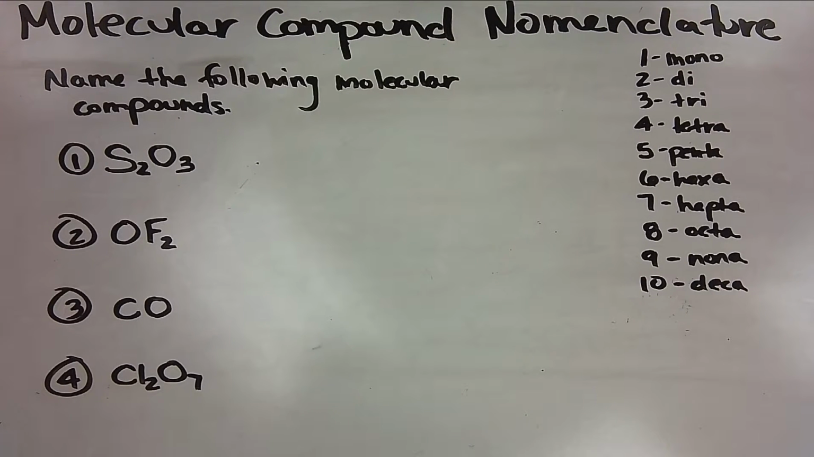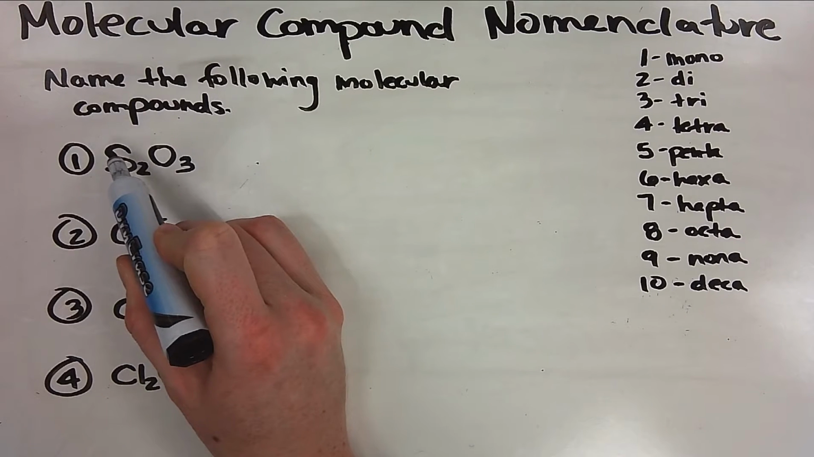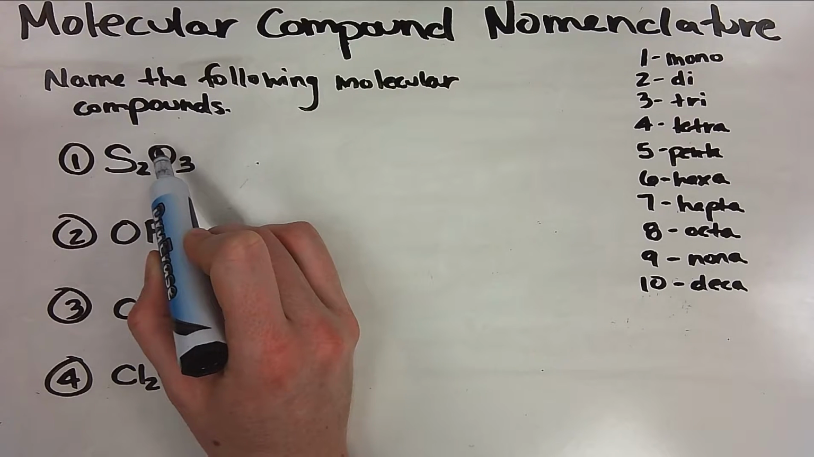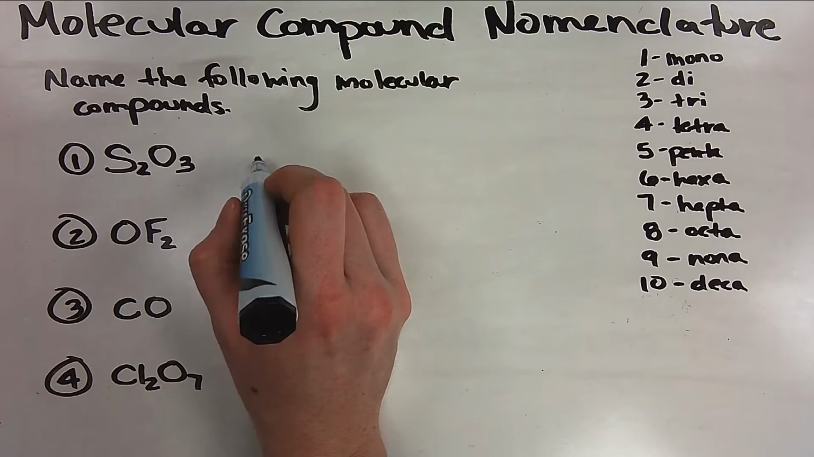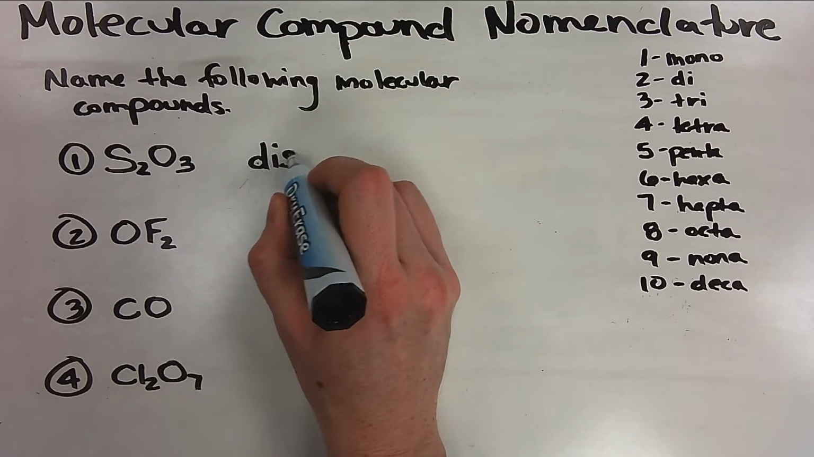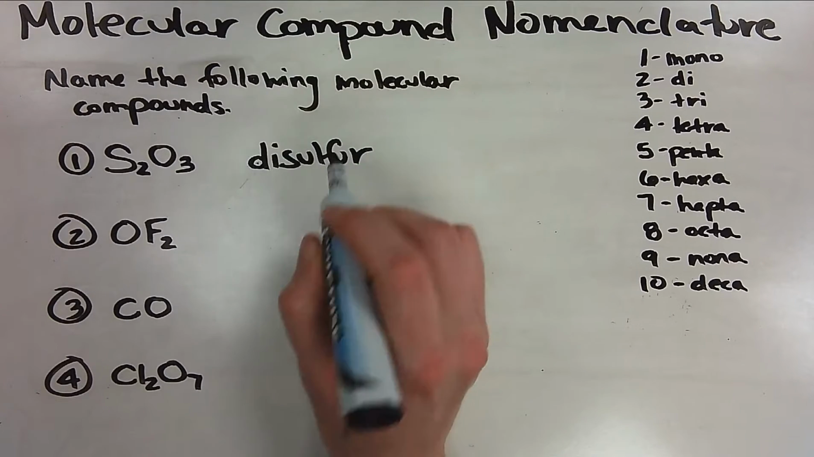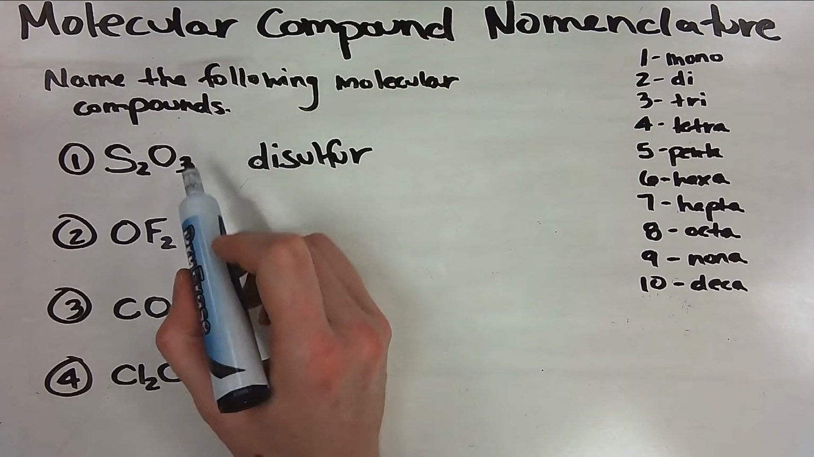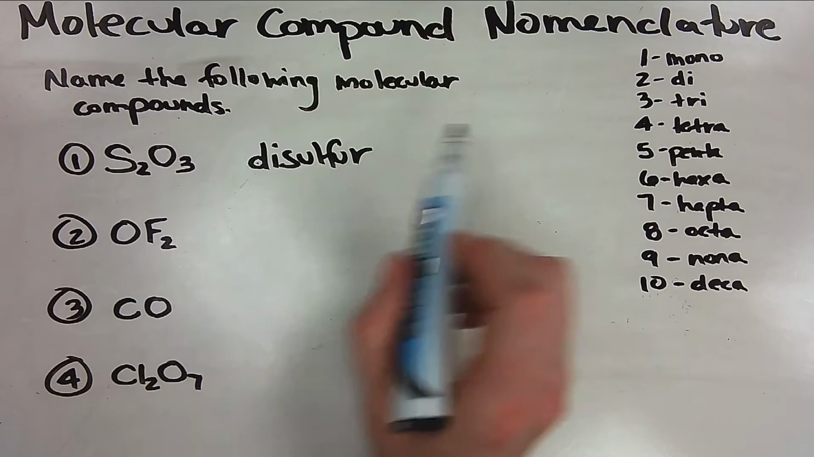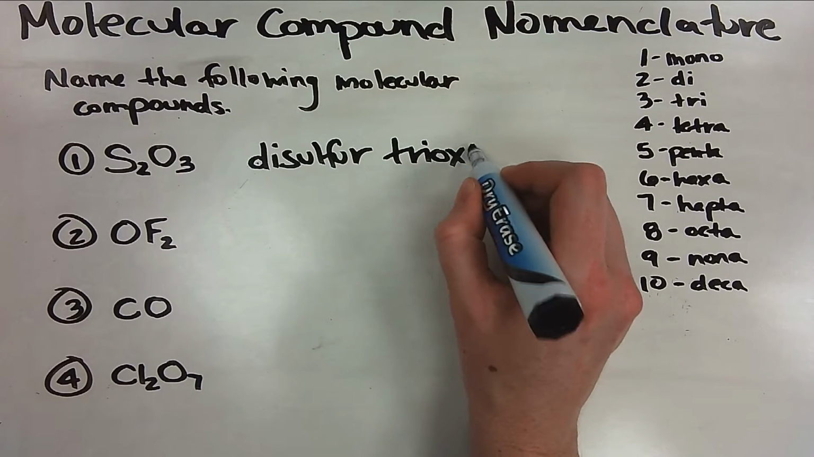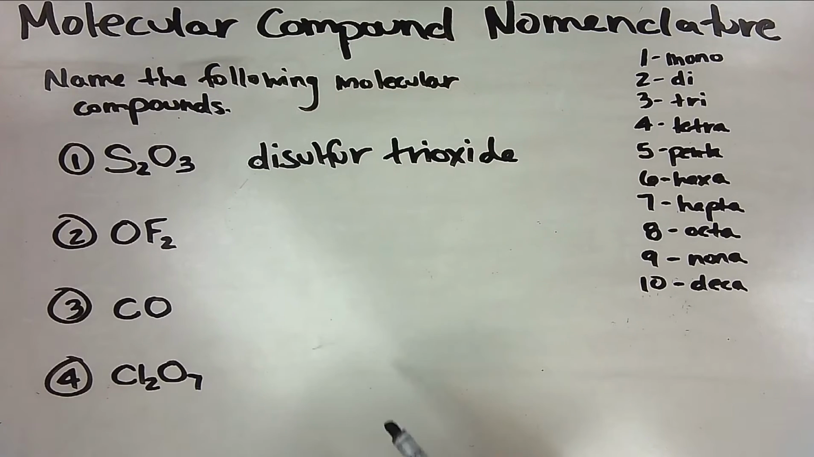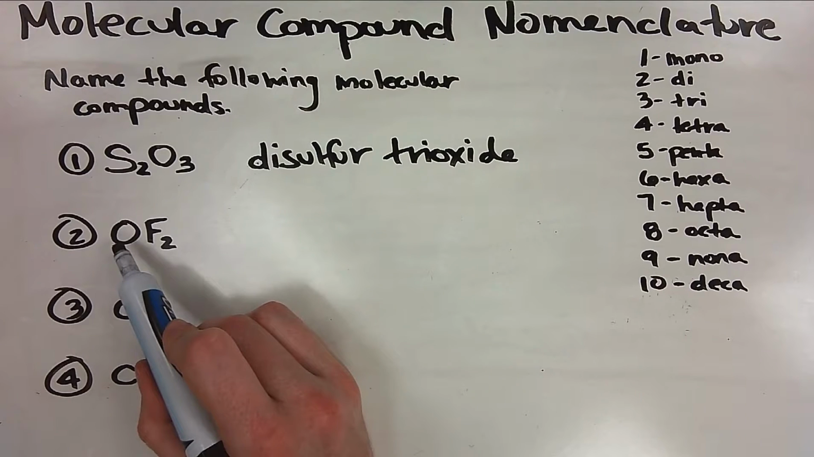In my first compound, I have 2 sulfurs and 3 oxygens. The prefix for 2 is di. This will be disulfur. So the first one keeps its name. Then I have 3 oxygen, so it's going to be tri, and then oxide. So the first compound is disulfur trioxide. All right, let's move on.